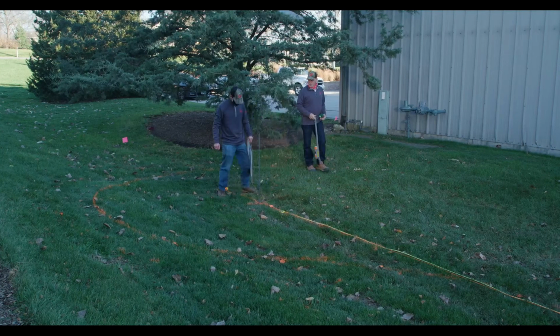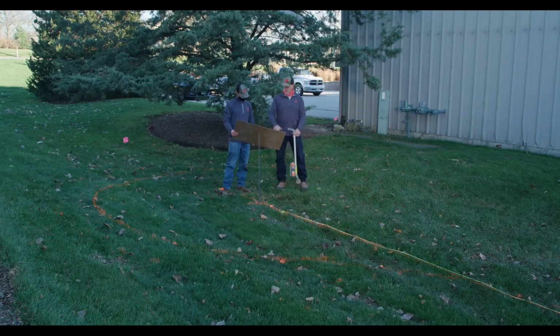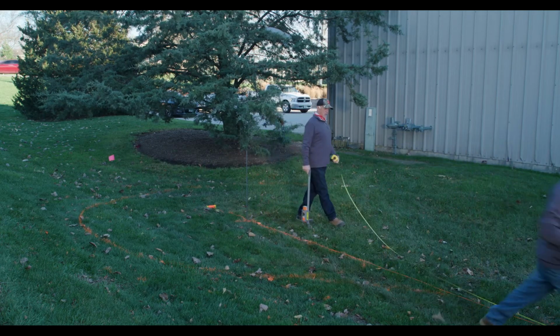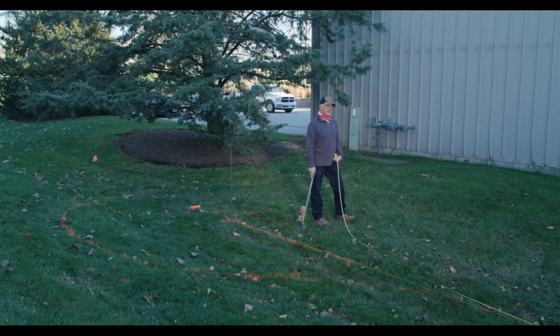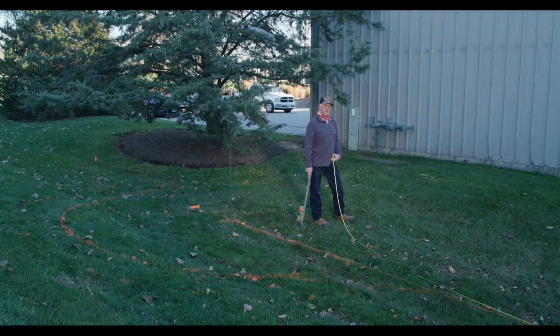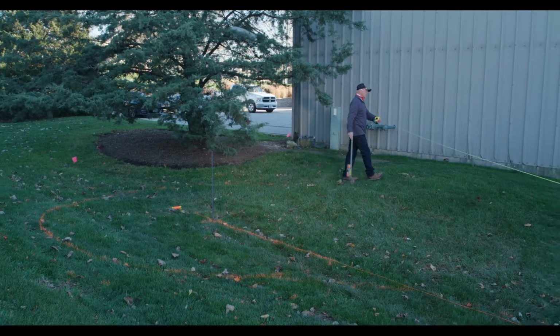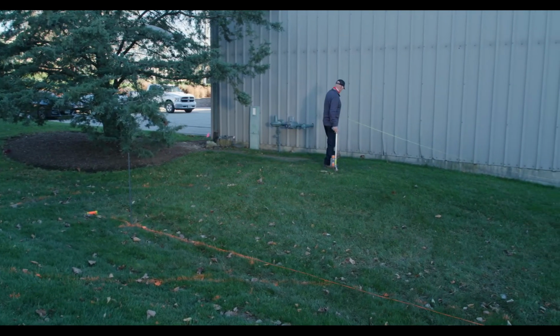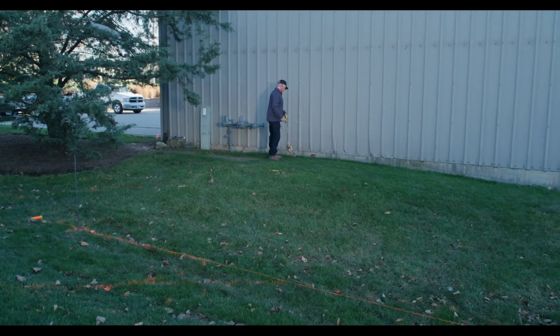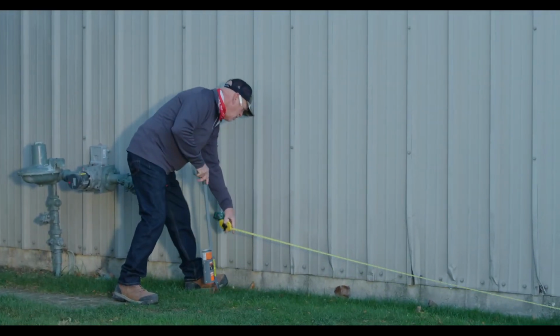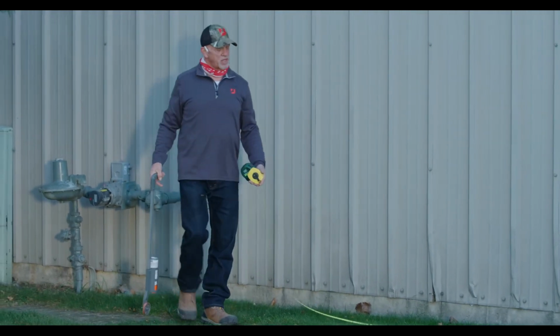Okay, Jim, what's the overall distance on the structure side? 41 feet? 41 feet. Okay, why don't you grab the other end of that tape measure? So our distance of this patio is 41 feet from corner to corner. We're going to transfer that mark and create this last exterior edge. There's our exterior edge.